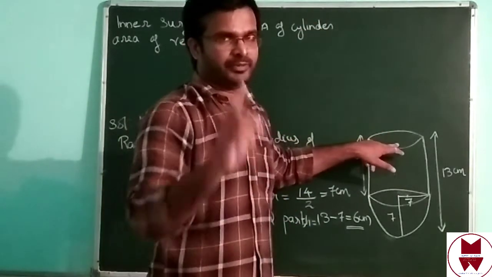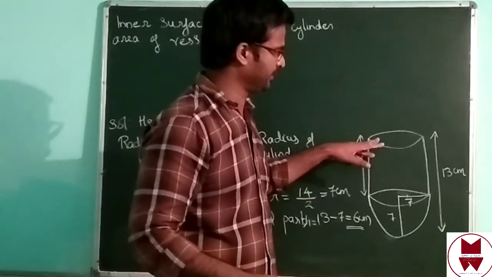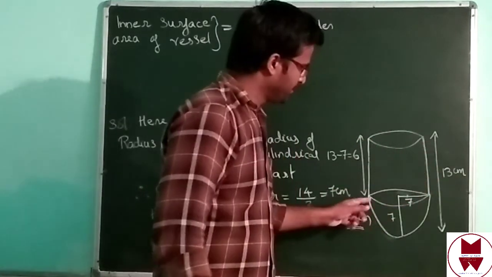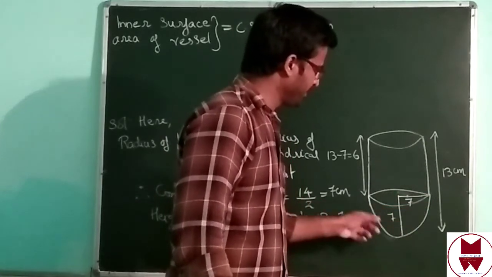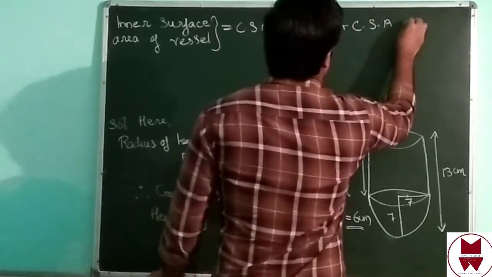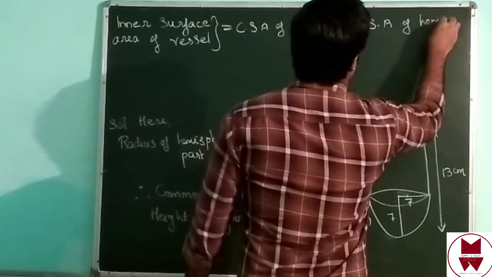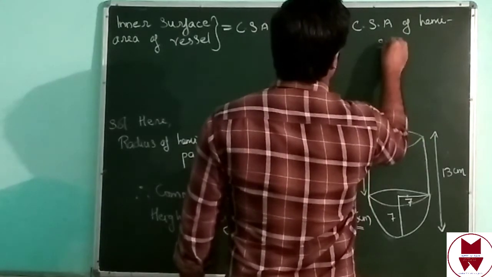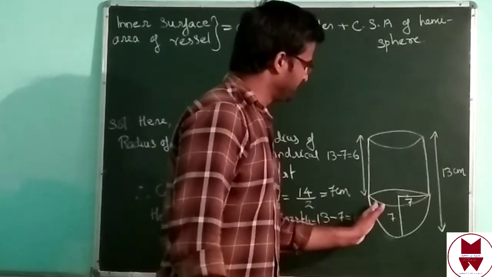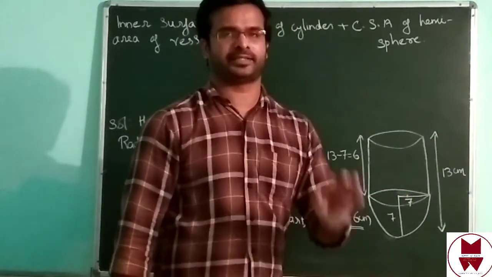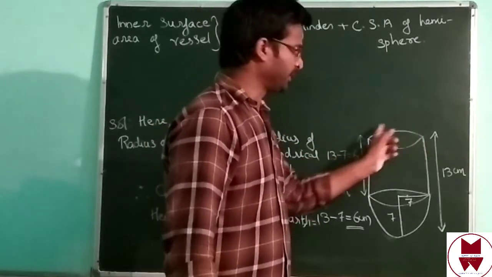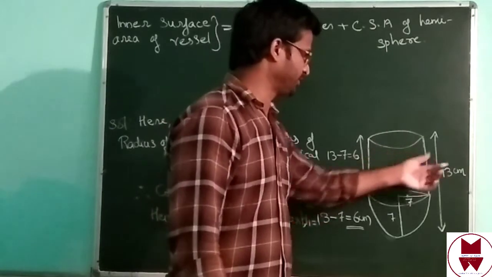Upside open. Keep in mind this top side is open, nothing is there. First we will find out the inner surface area. For that, curved surface area of cylinder plus curved surface area of hemisphere. CSA of cylinder plus CSA of hemisphere. That time you will get the total inner surface area. Keep in mind this top side is open on the vessel only.